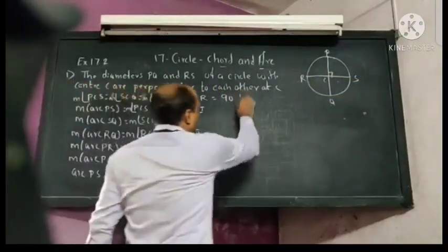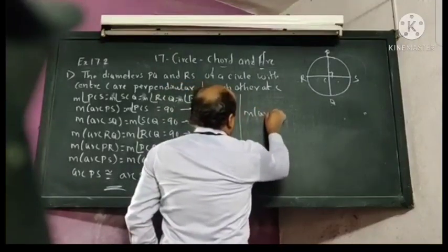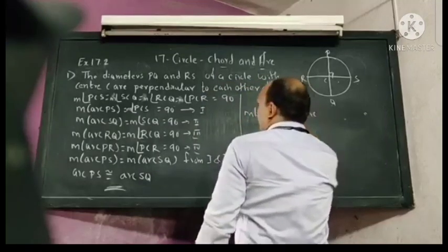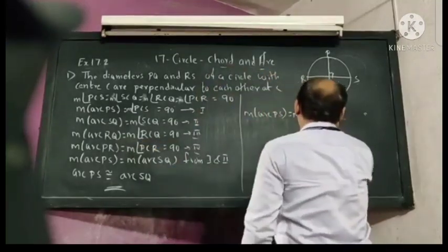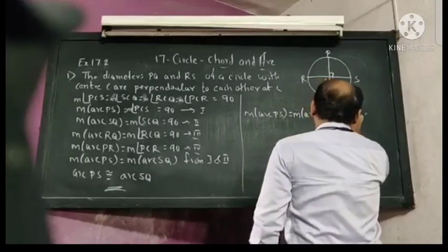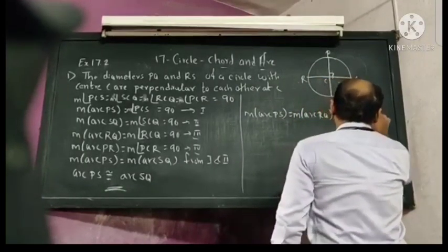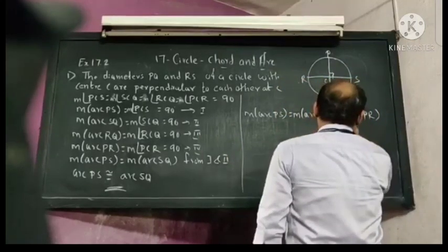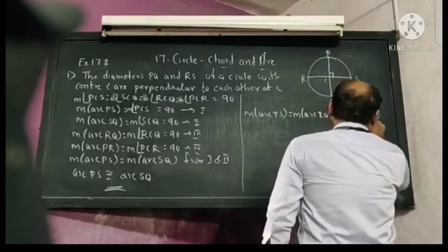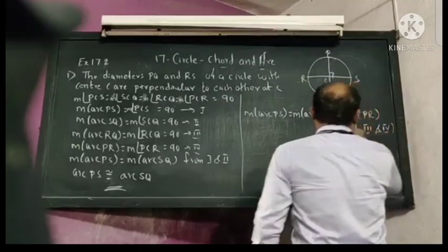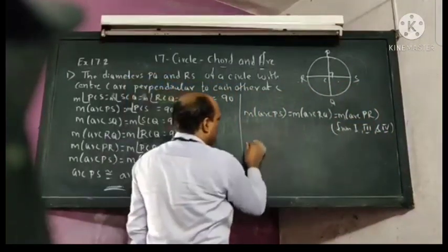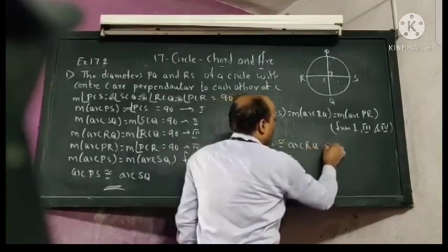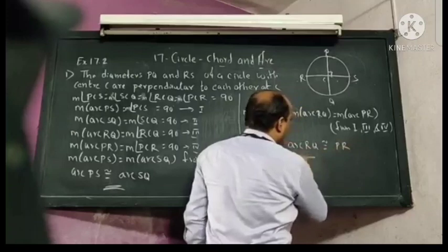That means measure of arc PS is equal to measure of arc SQ. Third one is measure of arc RQ is equal to measure of arc PR. Where did we get that from? From 1, 3 and 4. I hope all of you understood here. That means we will remove the measure. That means arc PS is congruent to arc RQ is congruent to arc PR. I hope all of you understood this.